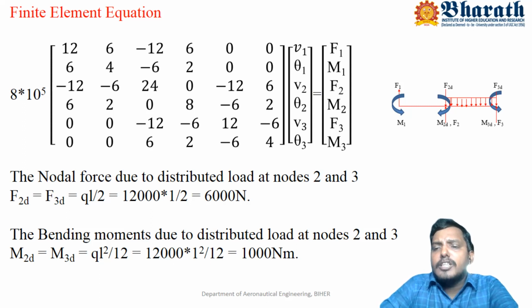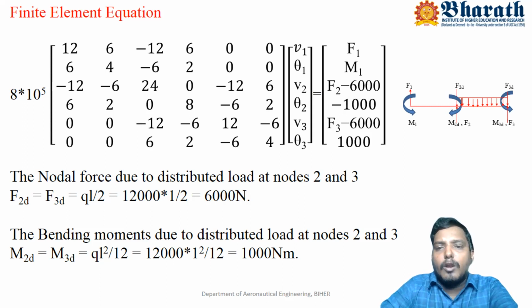Then at location number 3, it is an anti-clockwise moment, so it is considered as a positive sign. Then we have to apply this into the above equation. For nodal location 1, F1 and M1 are the force and moment due to fixed support. Then the roller support offers some reactive force, that will be F2. Then the F2D value is minus 6000 Newton, and the moment M2D value is minus 1000 Newton meter at nodal location 2. Similarly, nodal location 3 also has a roller support. It will offer one vertical force, F3, which we assume in the positive direction. Minus 6000 Newton is the nodal force due to distributed load, and the bending moment due to distributed load is 1000 Newton meter. We have to apply this in the above equation.